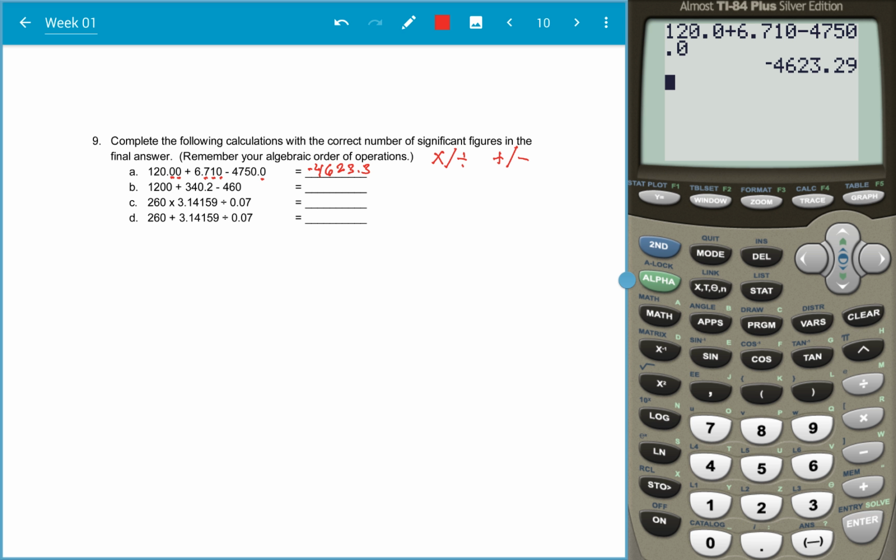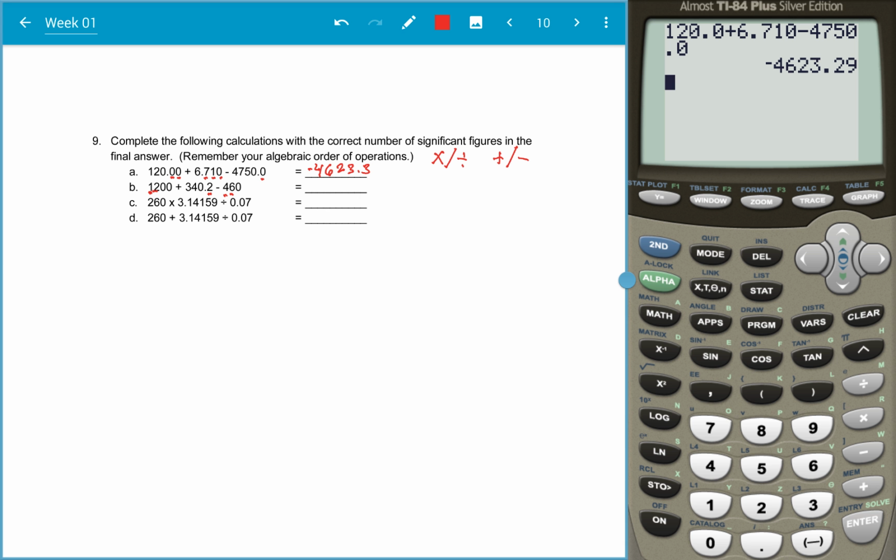In the second problem, we have 1,200 plus 340.2 minus 460. So in this, the 1 and the 2 are significant, which means that we only know the 1,200 to the nearest hundred. The 340.2, we know this to the nearest tenth. But the 460 we only know to the nearest 10. So we have one that we know to the nearest hundred, one that we know to the nearest tenth, and one that we know to the nearest 10.